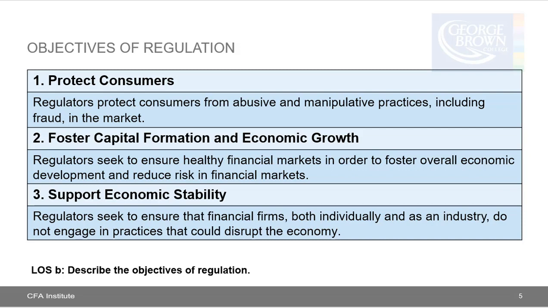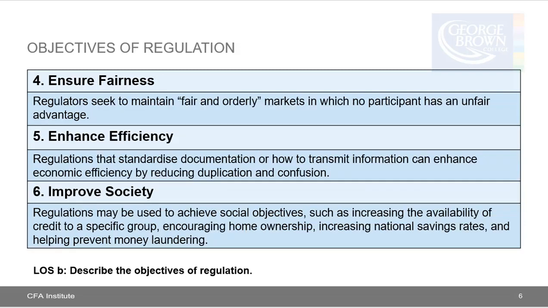Number 1, protect consumers. Regulators protect consumers from abusive and manipulative practices, including fraud in the market. Second objective of regulation is foster capital formation and economic growth. Regulators seek to ensure healthy financial markets in order to foster overall economic development and reduce risk in financial markets. Third objective, support economic stability. Regulators seek to ensure that financial firms, both individually and as an industry, do not engage in practices that could disrupt the economy.